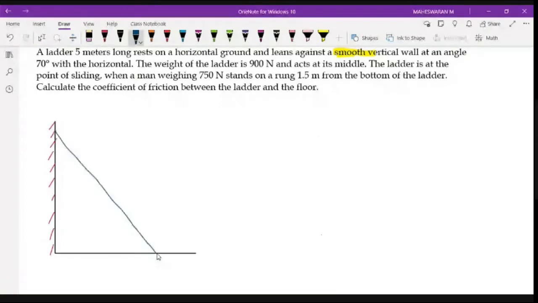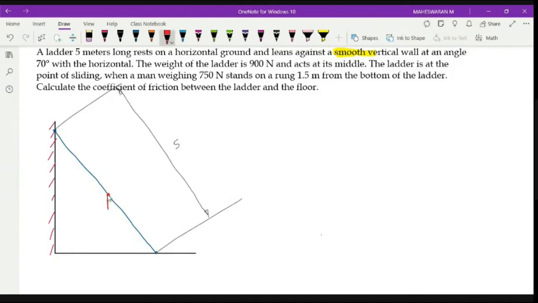This is my ladder, and you know the length of this ladder, right? The length is around 5 meter, so we call this 5 meter overall. The weight of the ladder is 900 Newton, which is acting at the center, so this is this point.